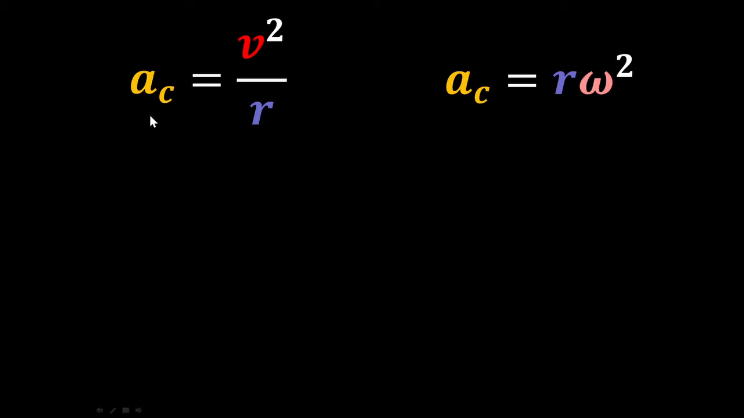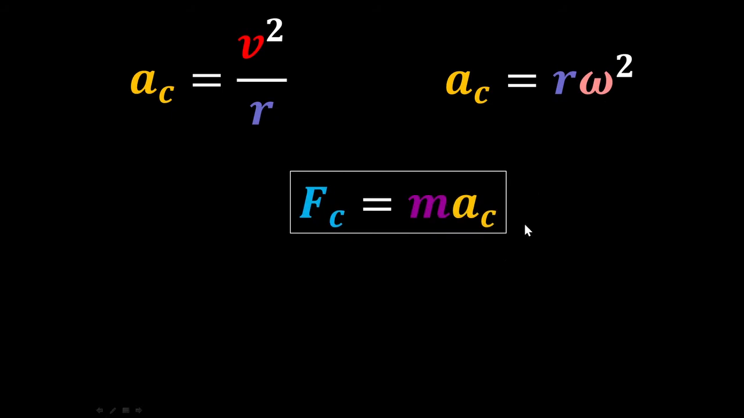So we can calculate how fast it's accelerating by taking the tangential velocity and squaring it and dividing by the radius. And then if we knew the angular velocity, that's the Greek letter omega, we can calculate the centripetal acceleration. It is equal to the radius times the angular velocity squared.